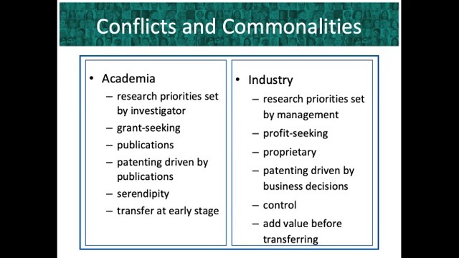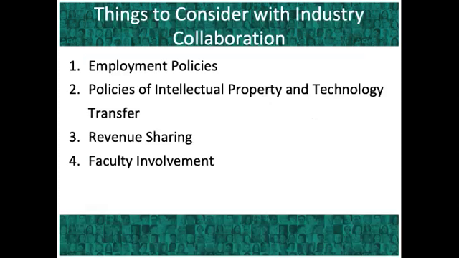And then academics tend to focus on sharing of information and transfer of technologies in a very early stage of the discovery, whereas industry is only interested in sharing information and transferring technologies if they see value from it. So what should you do working in academia, working in a laboratory, if you're going to consider collaborating with an industry partner? Well, you have to look at what are the employment policies of Clarkson University or any institution you're at regarding industry collaboration.